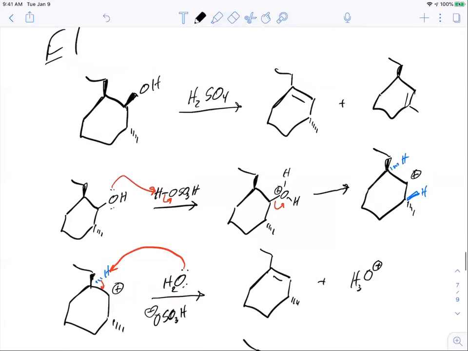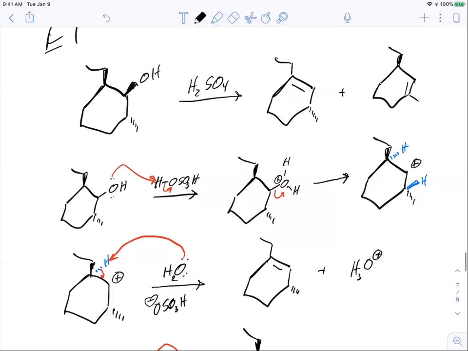All right, questions about these? Yes. Sulfuric and phosphoric, because the sulfonate anion is not nucleophilic and the phosphate is not nucleophilic.